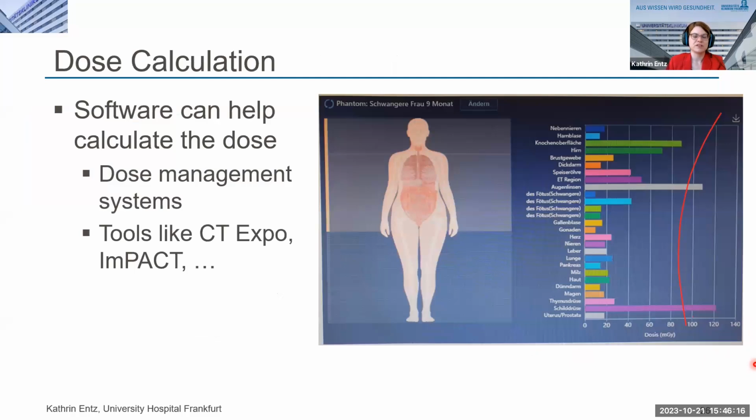For the dose calculations, you could do it the way I showed you, but you can of course use all kinds of software that you might have. I'm very lucky because at our hospital we do have a dose management system. You can see here what it's doing when we have a pregnant patient. We can use different phantoms that show different stages of pregnancy. So in this case, I have one that is 9 months pregnant, and you would see the dose values here on the right side. But of course, you can also use any other tool that you can find, like CT Expo Impact, or also any open source program that you might have.